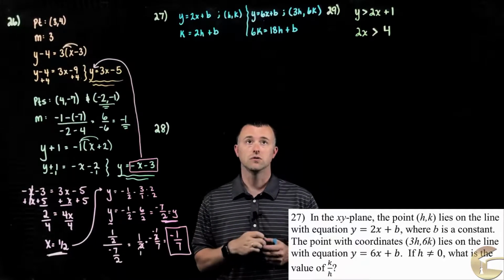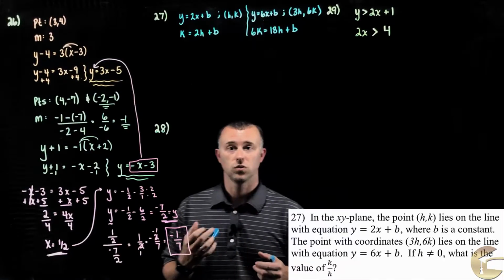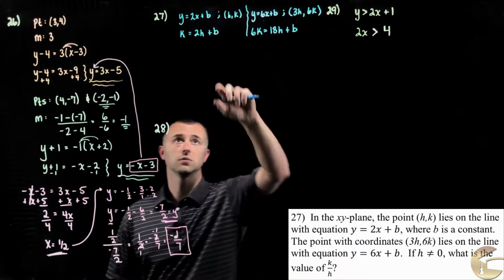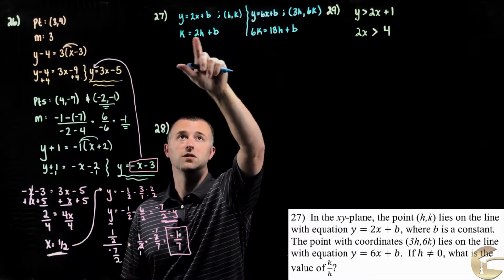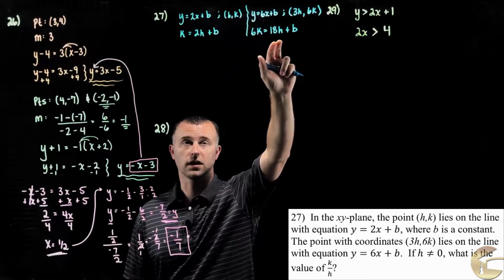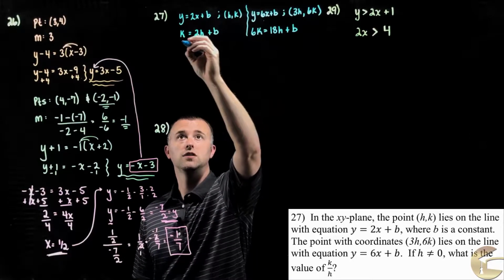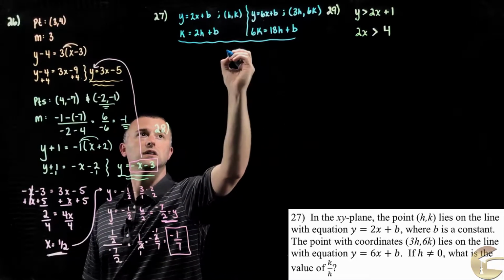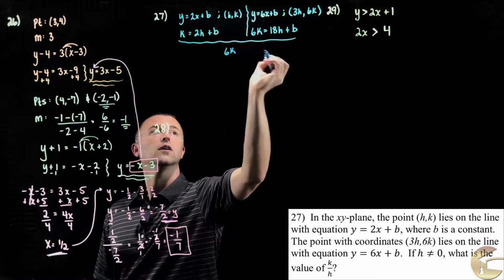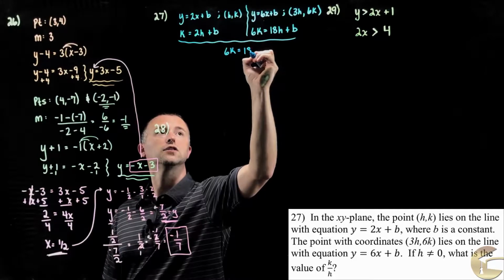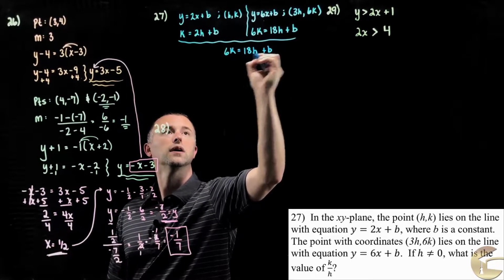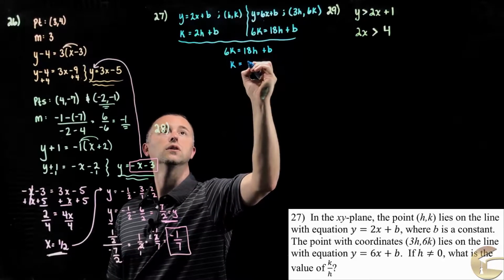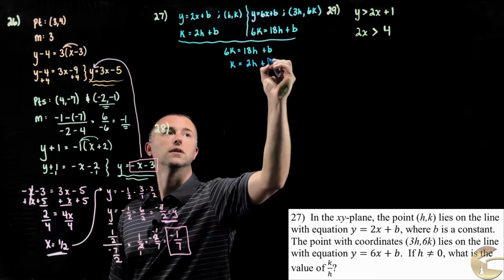A couple ways you can do that. You can use elimination, which should be fine. You can use substitution, which should be fine. Either way, if you're going to use substitution, you would solve maybe this one for b, substitute into the second one. I'm going to use elimination. I'll show you what that looks like. I'm going to go 6k equals 18h plus b, and then I'm going to go k is equal to 2h plus b.